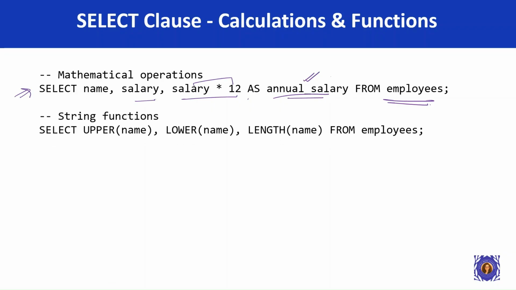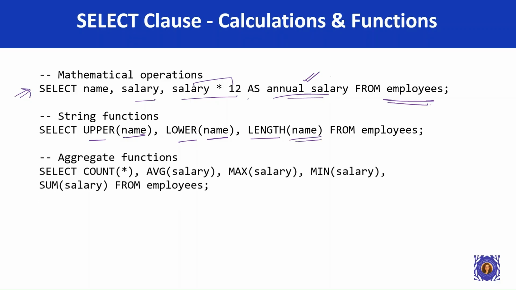We can also perform string functions using the select clause, like we can just change the case of name to upper or lower and then have the length of the name from the table employees. Aggregate functions can also be performed, like count star that will count all the entries in that table, maximum salary, average salary, minimum salary, and the sum of all the salaries of the employees from the table employees.